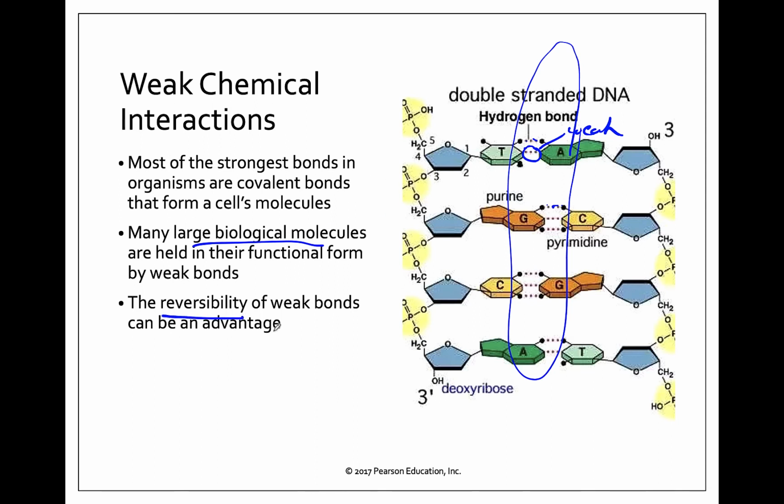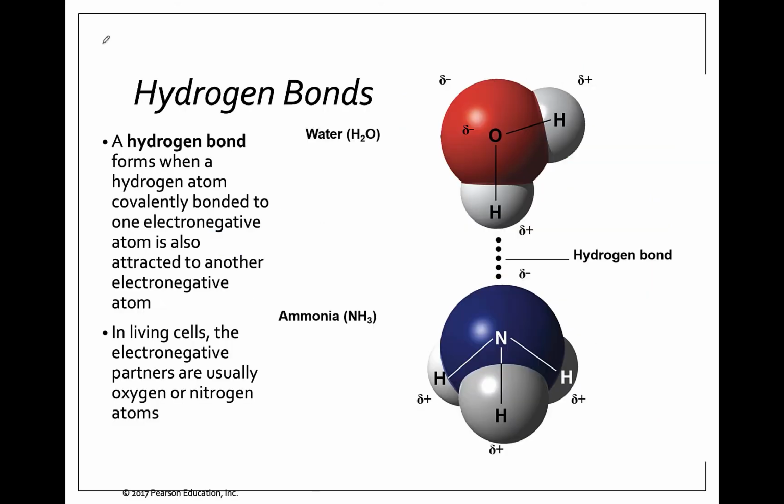A lot of weak things can make something very strong. It also gives them a nice reversibility. It means that it's easy to come in here and break apart a small section of DNA. I can come in here, copy that DNA, and then they can go right back together. So I don't need to pull apart an entire DNA strand to use it. I can just open up a little bit and then let it go back together afterwards.